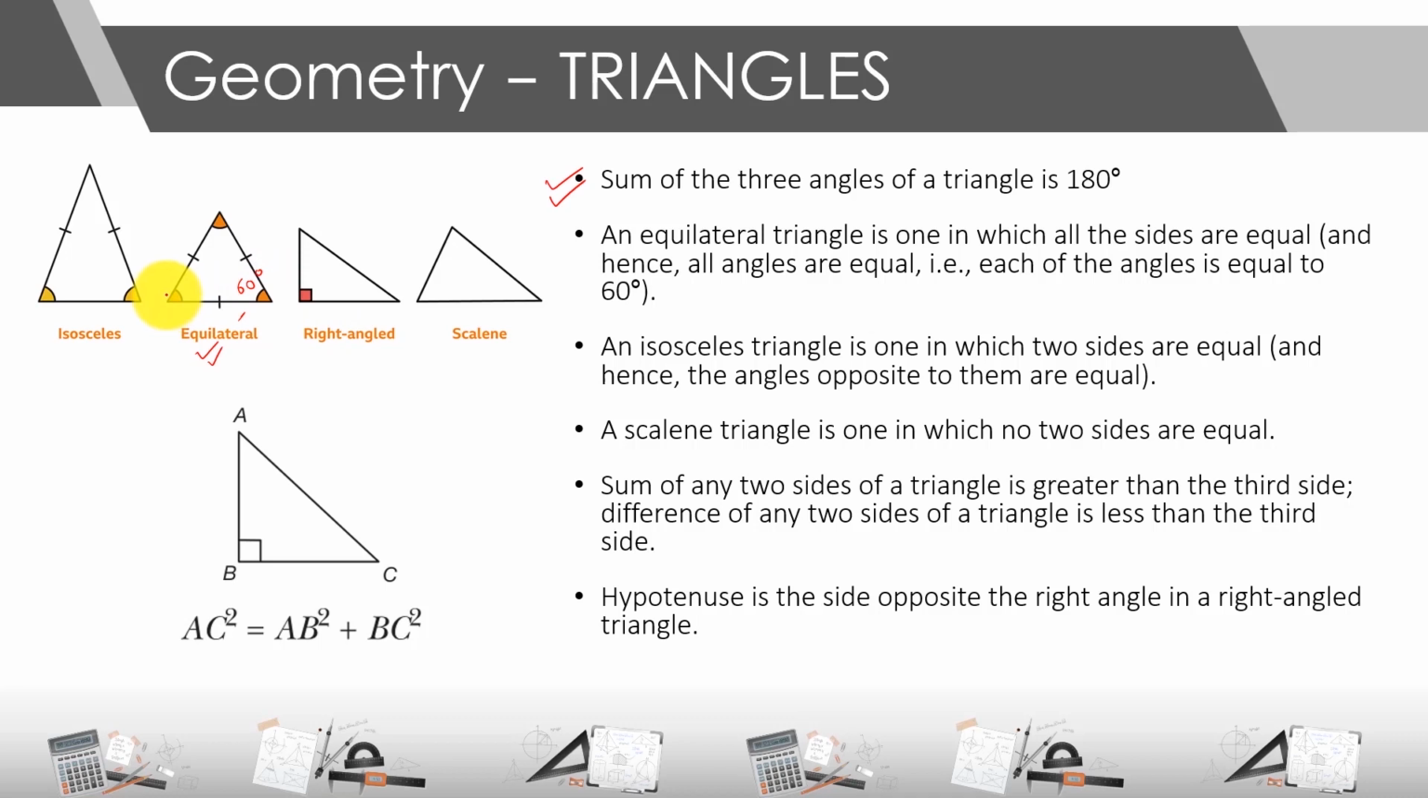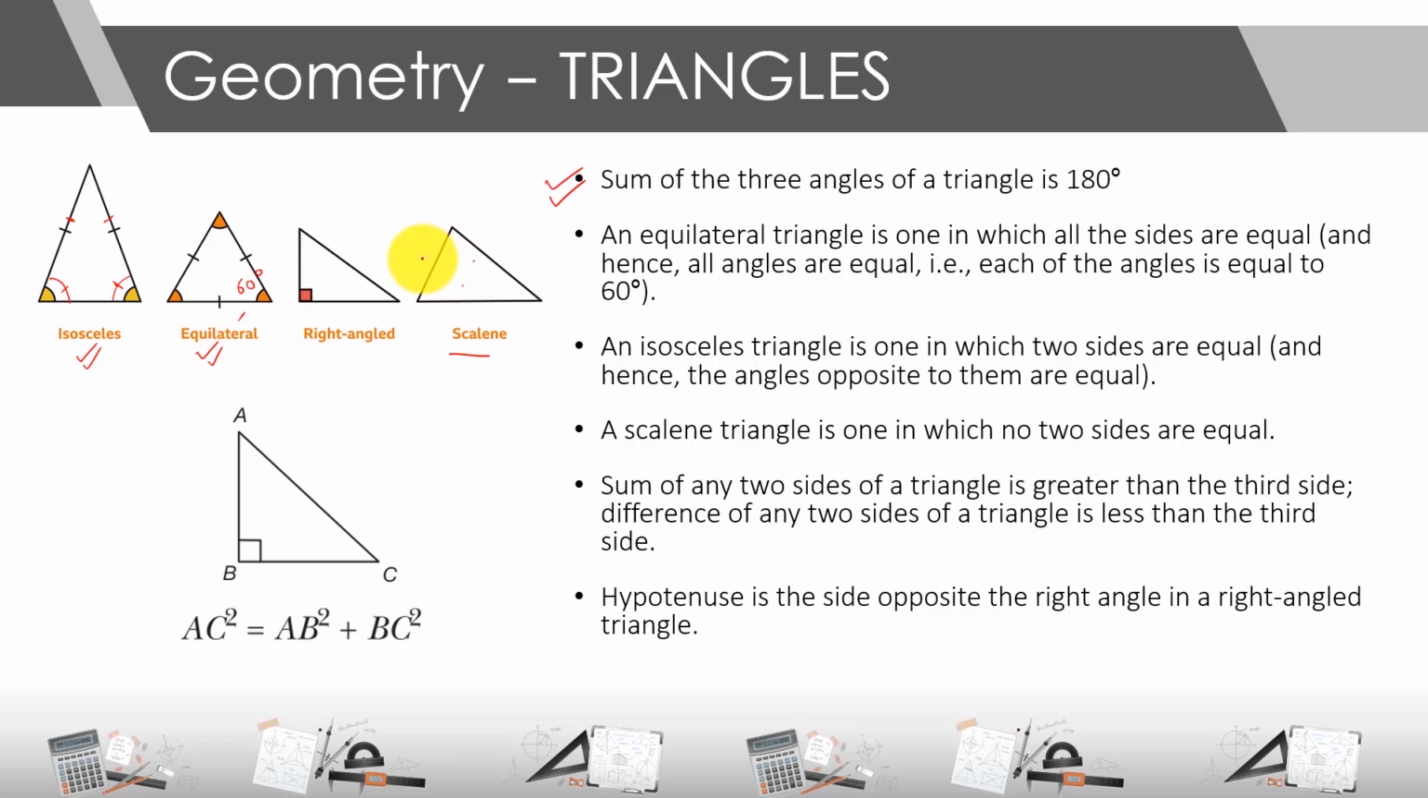Another special scenario is when instead of all 3 sides, only 2 sides are equal. When these 2 sides are equal, the opposite angles are also equal. So these 2 angles which are shaded yellow here are going to be equal. Then a third scenario is called a scalene triangle where no 2 sides are equal. So the dimensions of all 3 sides are different. No 2 sides are equal.